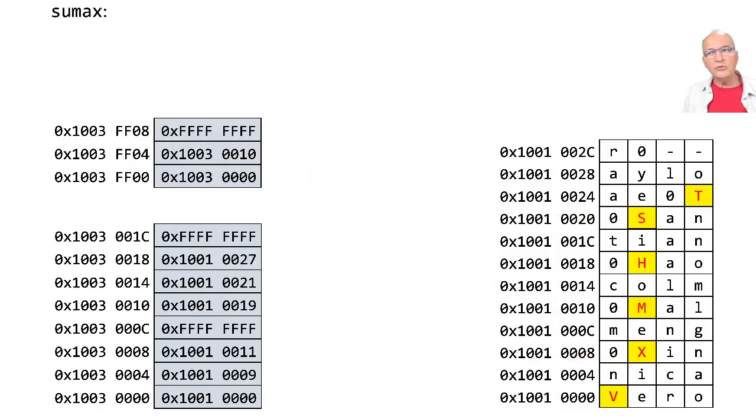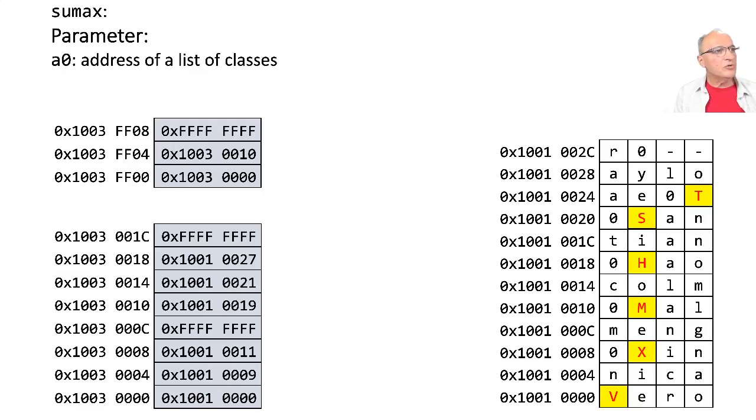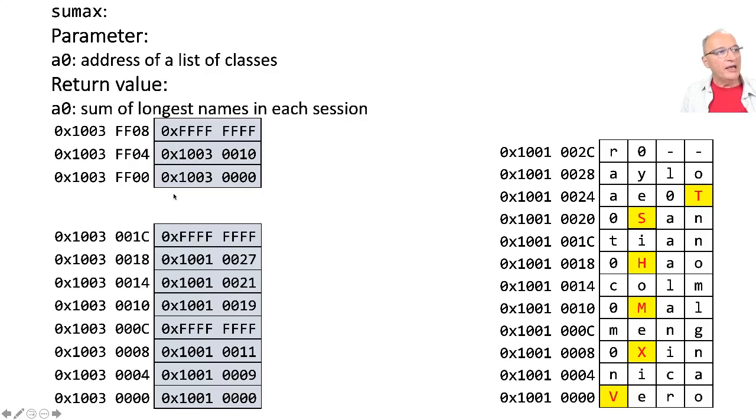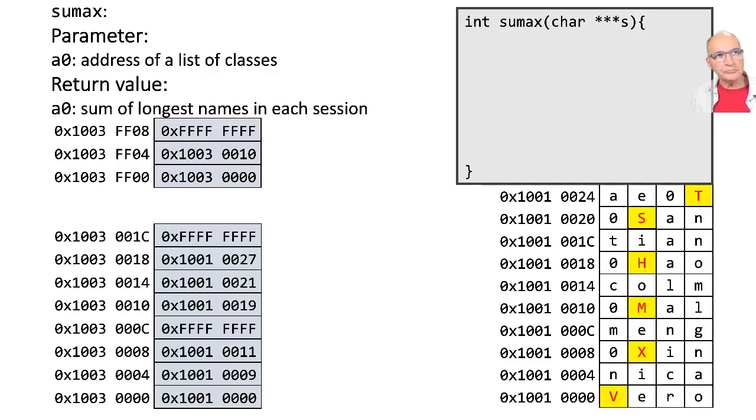I now want a function called summax. Summax receives as a parameter the address of a list of classes. So summax will receive, for example, 0x1003ff00. That's the address of the first session, and then I will have other sessions after that. The return value for summax is the sum of the longest names in each session. So for each session, we're going to obtain the longest name, and then we're going to add them up, and that will be the return value for summax. So let's look at the code for summax here.